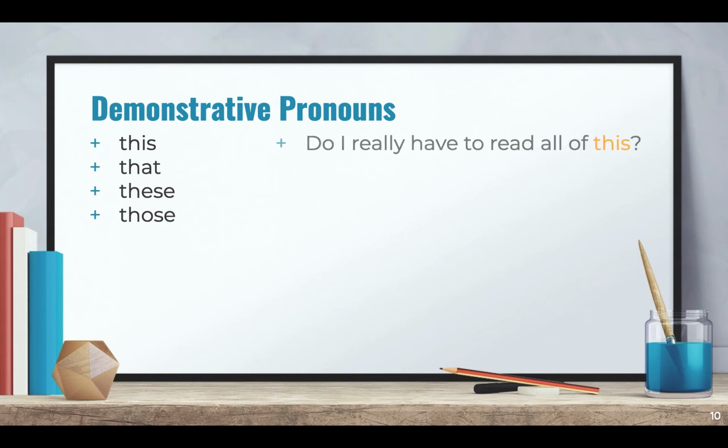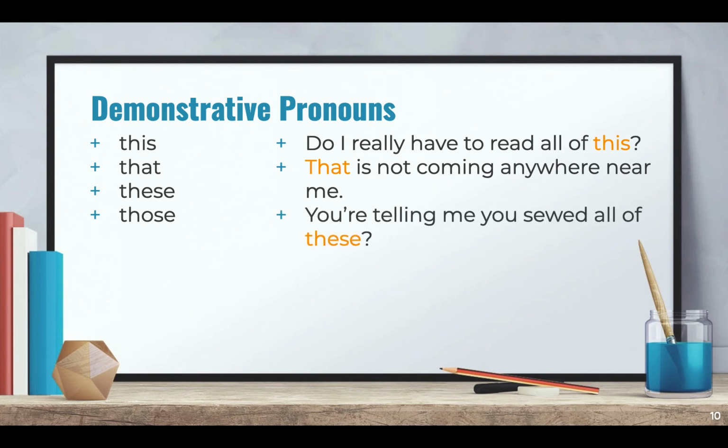Examples are, do I really have to read all of this? By using this, the speaker is indicating a text that is close to her. That is not coming anywhere near me. The speaker is distancing themselves from the object in question, which he doesn't want to get any closer. You're telling me you sewed all of these? The speaker and her audience are likely looking directly at the clothes in question, so the close pronoun is appropriate. Those are all gross. The speaker wants to remain away from the gross items in question by using the far those.